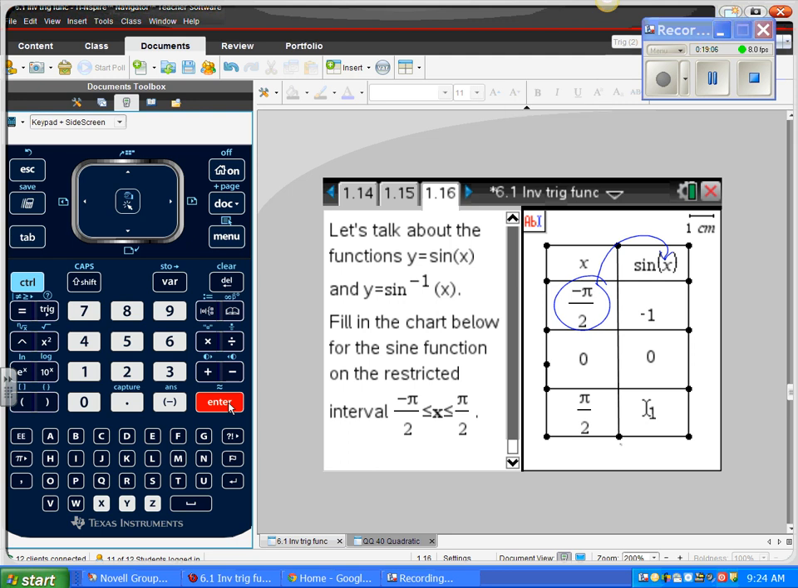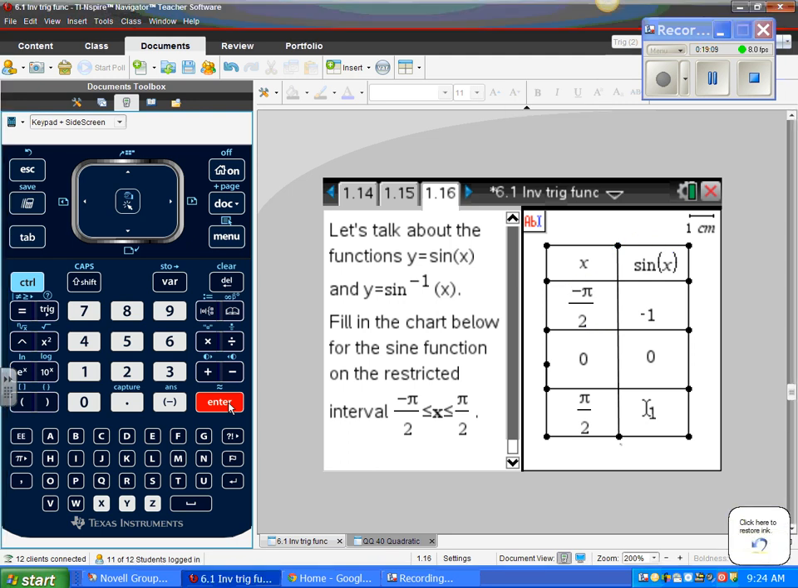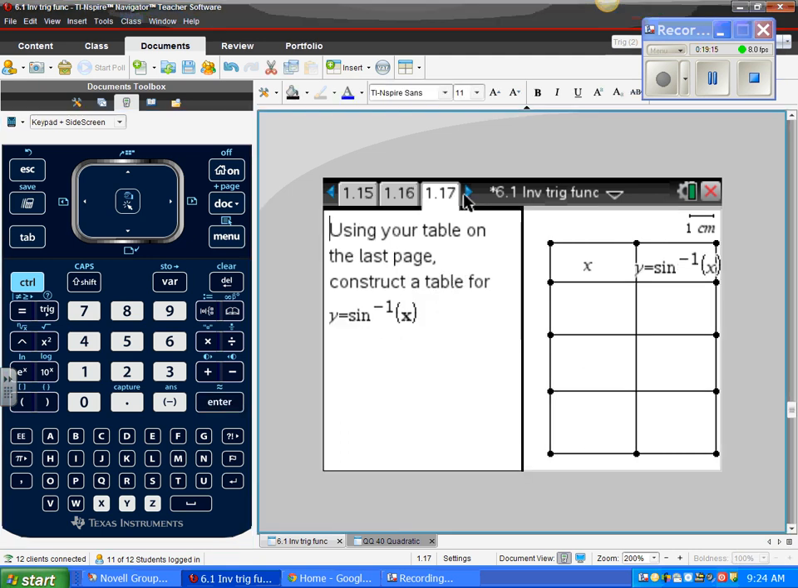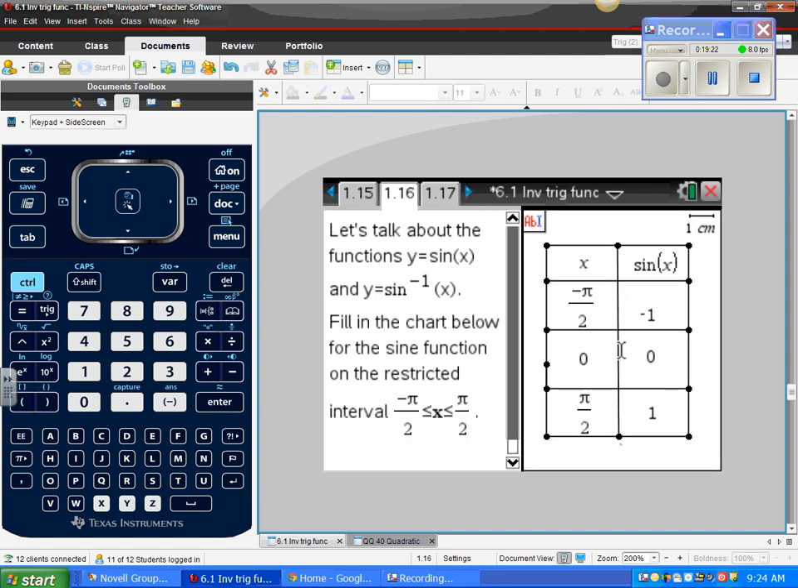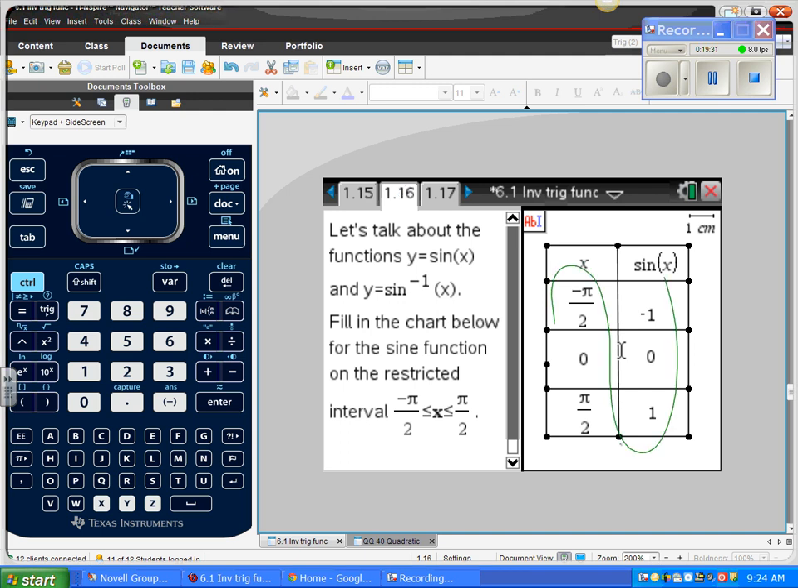All right, so what do we do with points when we find the inverse? We switch them. We switch the domain and the range. So on the next page, you're going to fill it in. So x is now going to be negative 1, and sine inverse of x is going to be negative pi over 2. So you're simply flip-flopping them. I'm going to leave my page up so that you can fill in the chart on the next page. I'll pause here and let you do that.